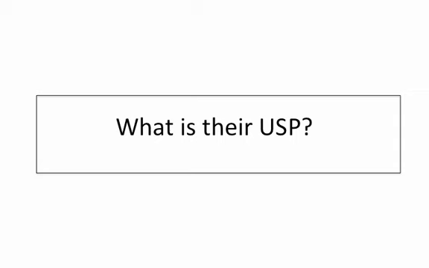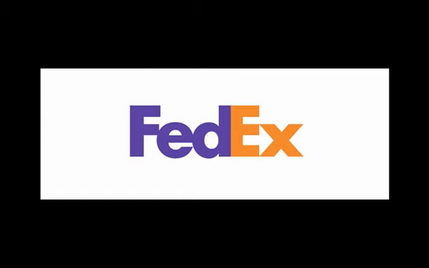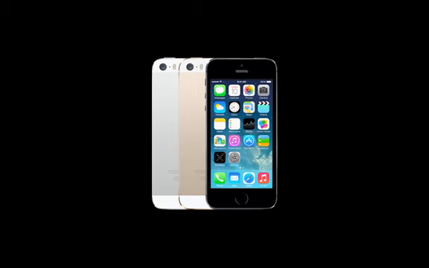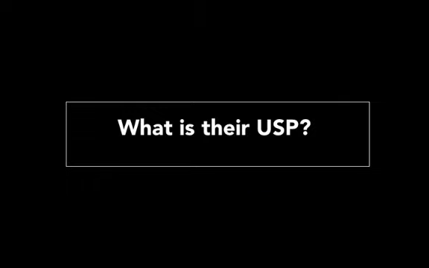Let's look at some products and you indicate whether you think they have a USP. Federal Express, Ivory Soap, iPhone when it was introduced, and Whole Foods. All of these products are differentiated and have a USP. That has led to their success.